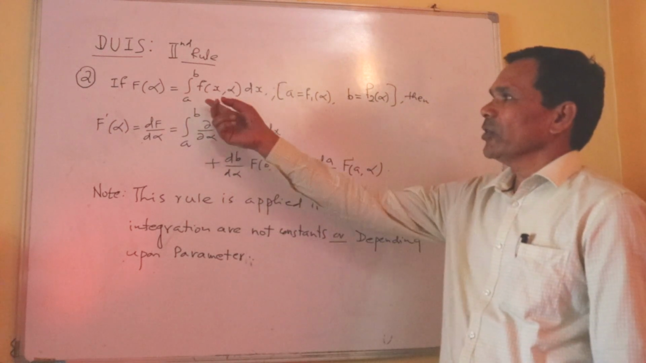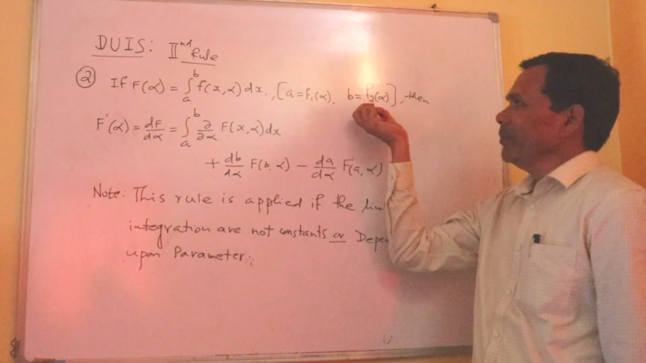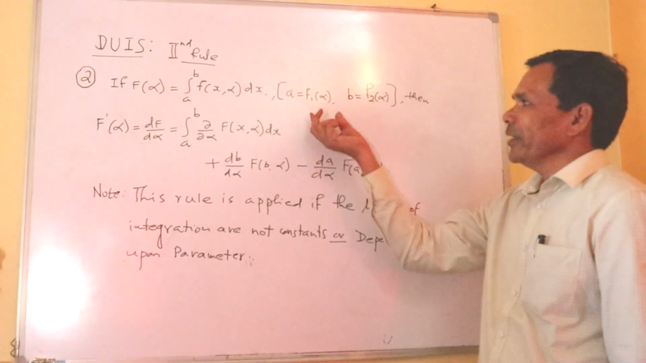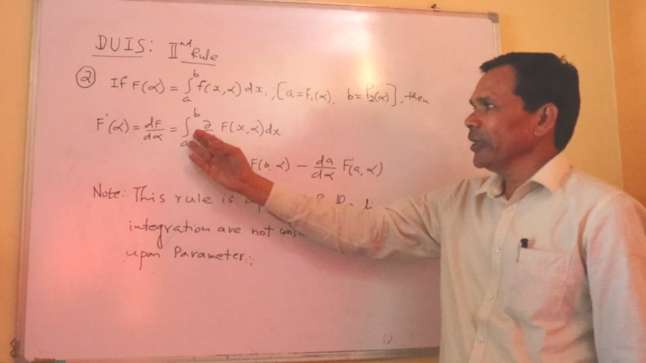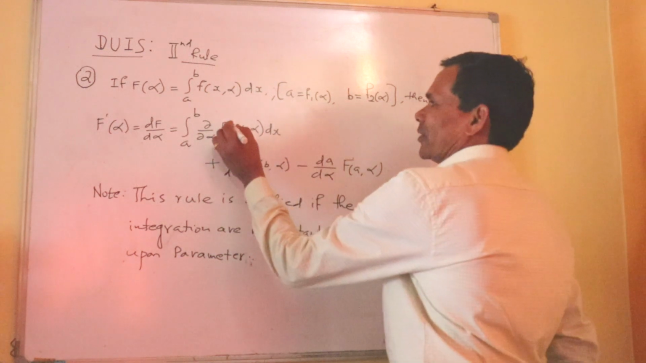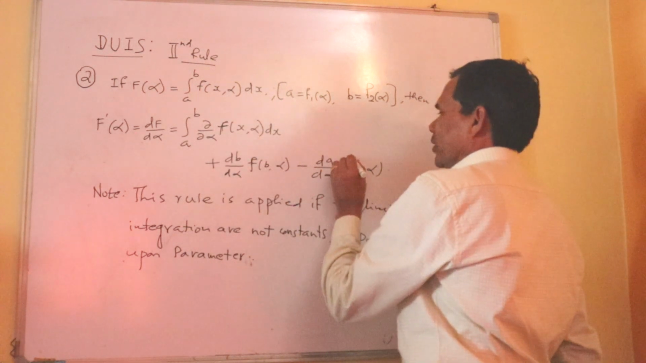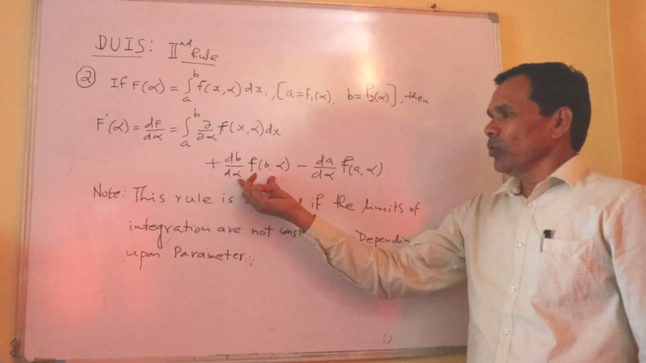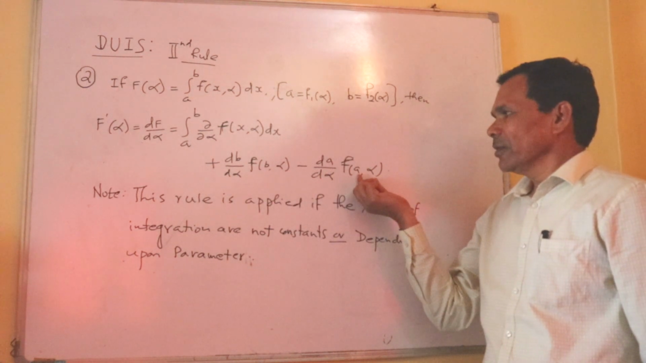If f of alpha is equal to the integral from a to b of f of x, alpha dx, where a and b are functions of the parameter alpha, a is f1 of alpha, b is f2 of alpha, then f dash alpha is equal to the integral from a to b of the partial derivative with respect to alpha of f of x, alpha dx, plus two more additional terms as compared to rule 1: db by d alpha times f of b, alpha, minus da by d alpha times f of a, alpha.